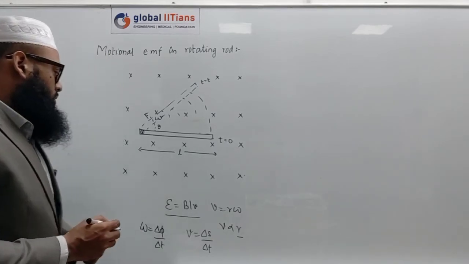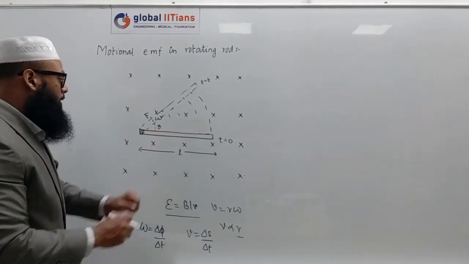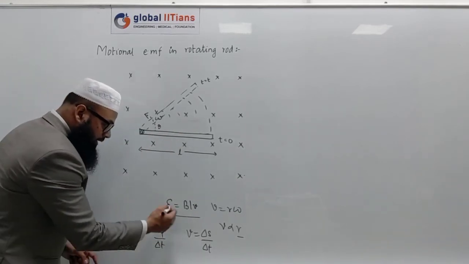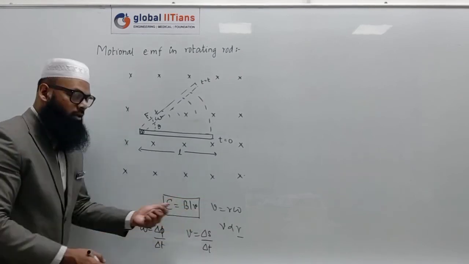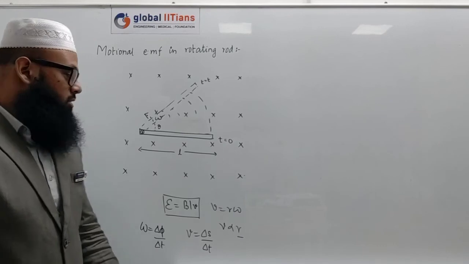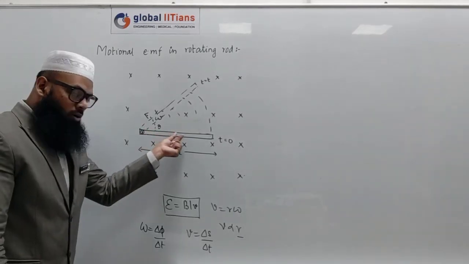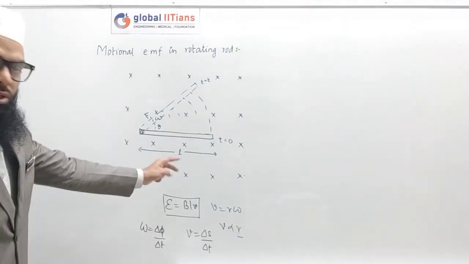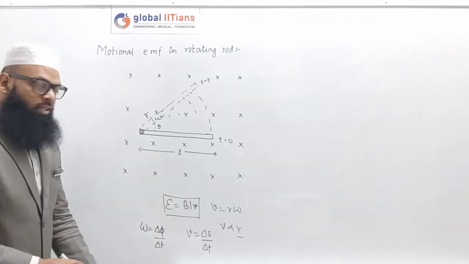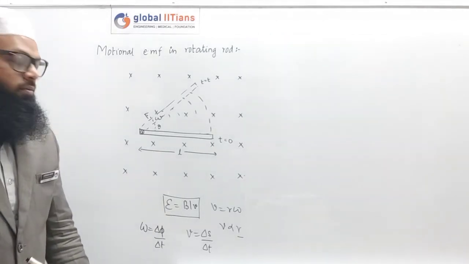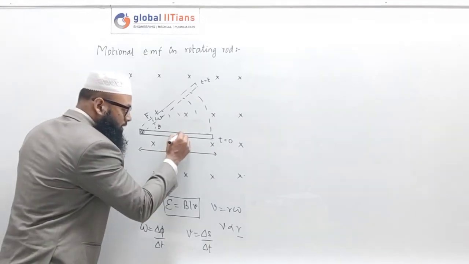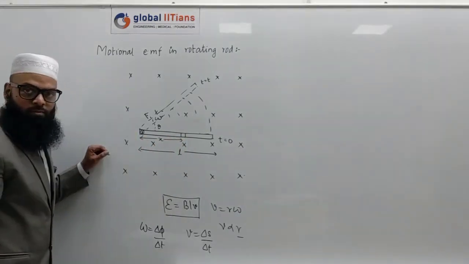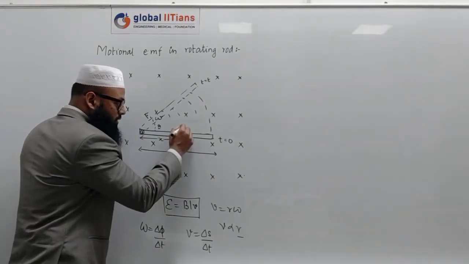Okay, so now let's try to analyze what will happen. Since the linear velocities of all the particles are different, we cannot apply this formula E equal to BLV. Different points on this rod have different linear velocities, which change with the distance from the pivoted point. That means we need to do some kind of integration. Let us consider a particular element dx somewhere here, at a distance x from the pivoted point, such that it is moving with a velocity v.